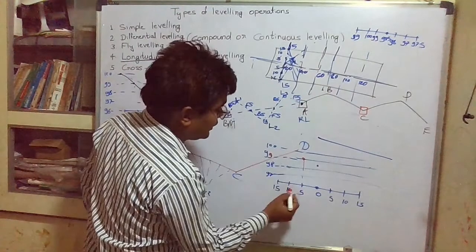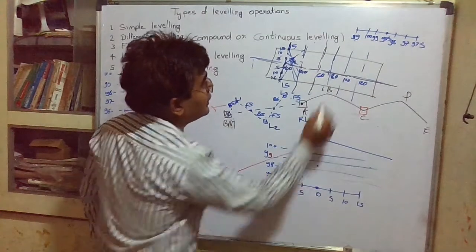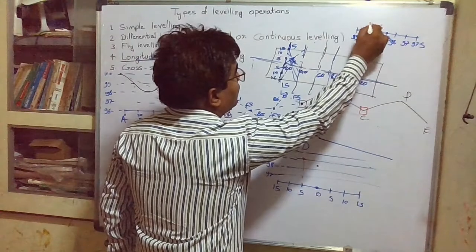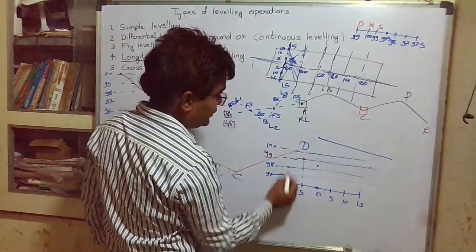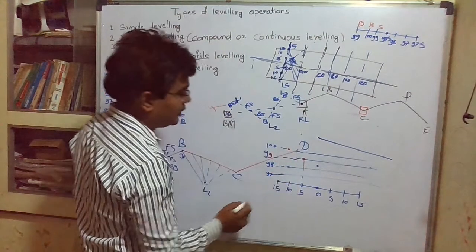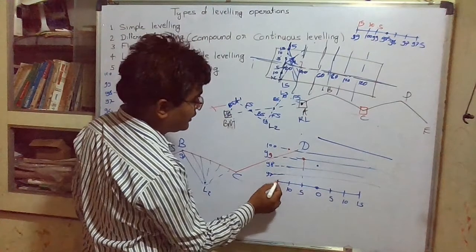Again left 10, RL is 100. So here this is the point of RL 100. Then at left 15 again there is RL 99.